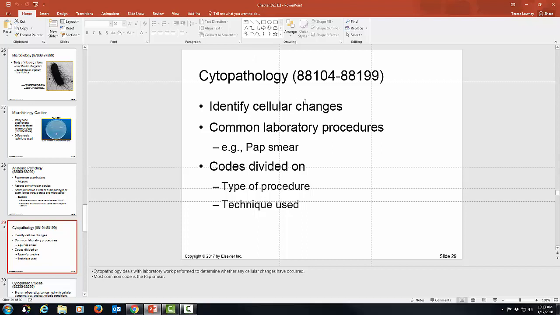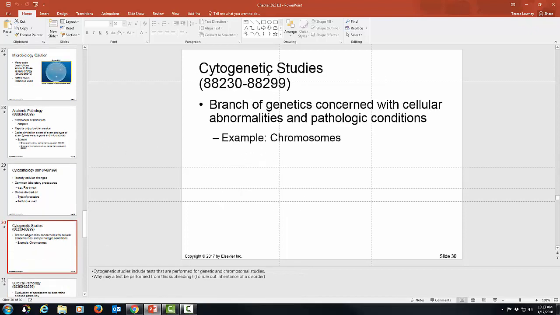Cytopathology is identifying the cellular changes. A common laboratory procedure would be a pap smear. The codes are divided on the type of procedure and the technique used, and so this is something that you can identify within that section. Cytogenetic studies are also a branch of genetics concerned with the cellular abnormalities and pathologic conditions, for example, chromosomes. Why are we doing this testing? We're trying to rule out the inheritance of a disorder.